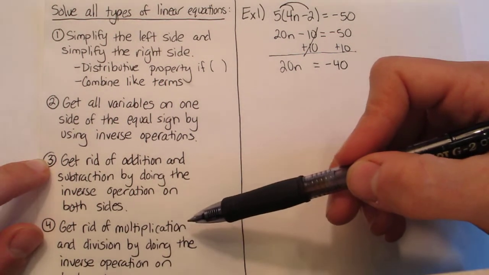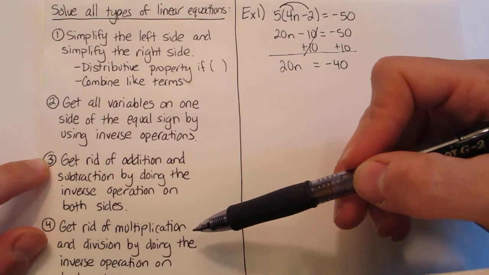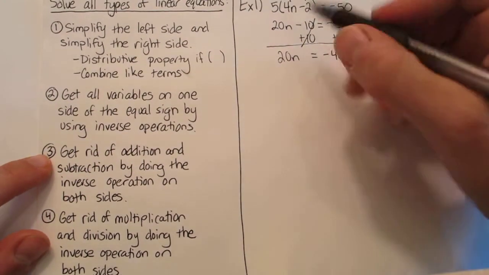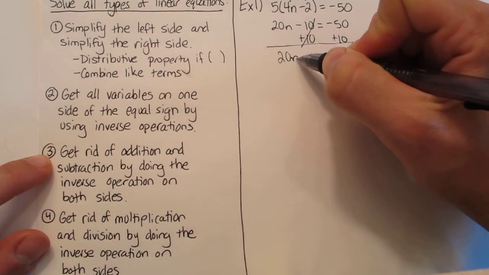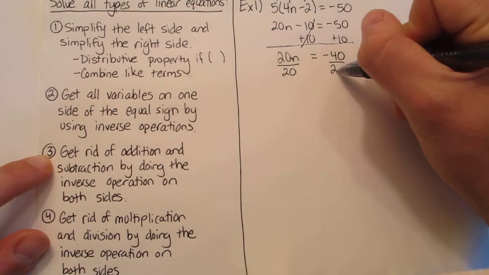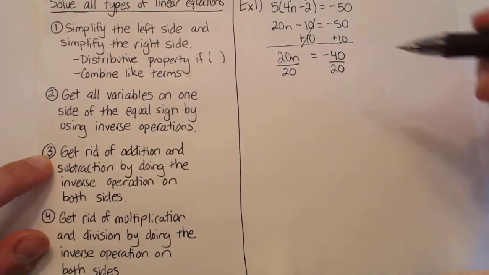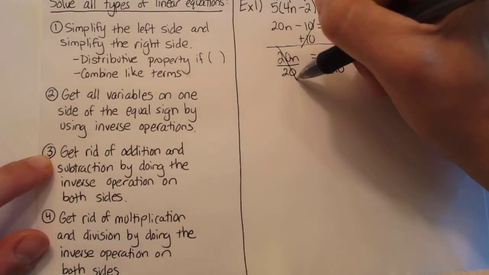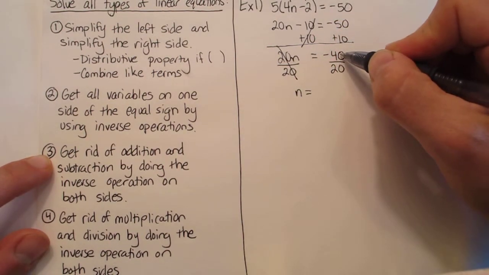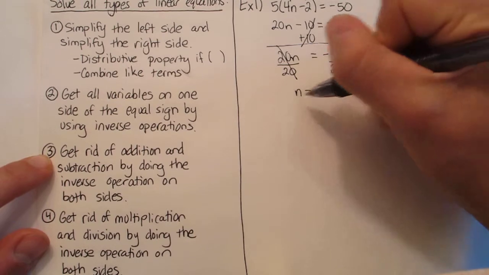Finally, step 4, get rid of multiplication and division by doing the inverse operations on both sides. So this is 20 times n. N is being multiplied by 20, so I'm going to divide by 20 on both sides of the equal sign. 20 divided by 20 is 1, so I'm left with 1n equals, and negative 40 divided by 20 is negative 2.